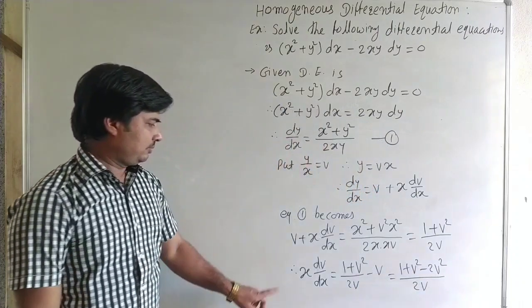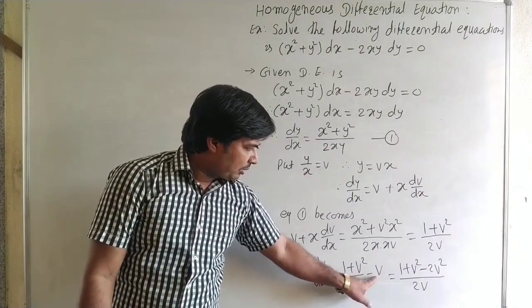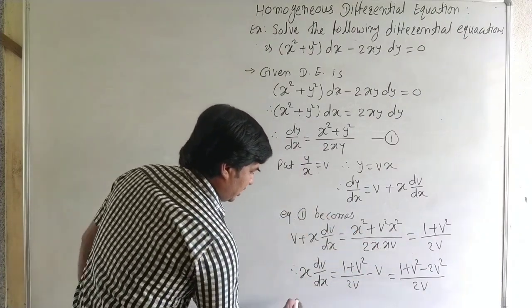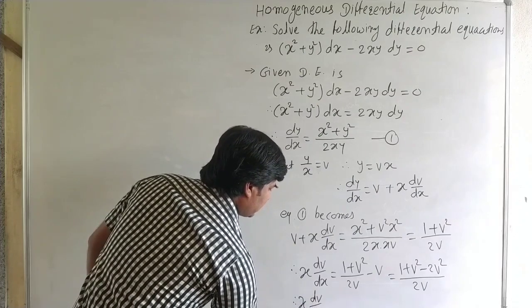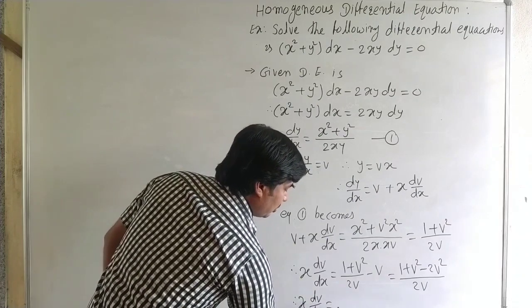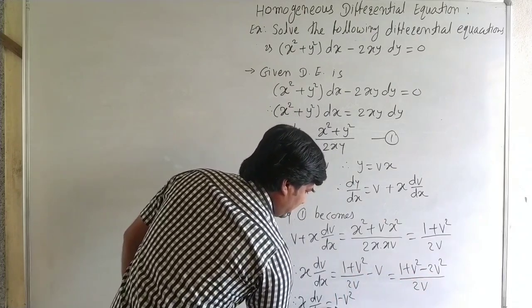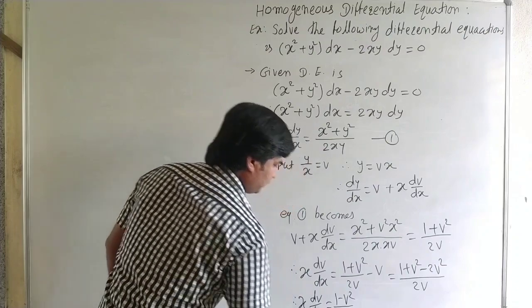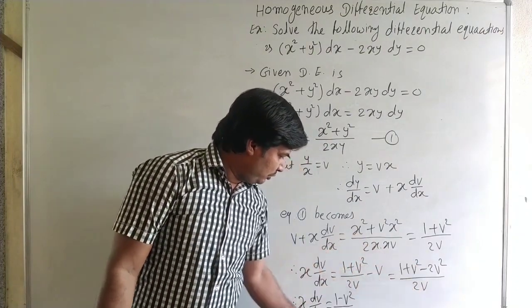See carefully this. x dv by dx is equal to 1 plus v square, and it is 2v minus v, it is minus v square. Therefore, x into dv by dx is equal to 1 minus v square upon 2v.